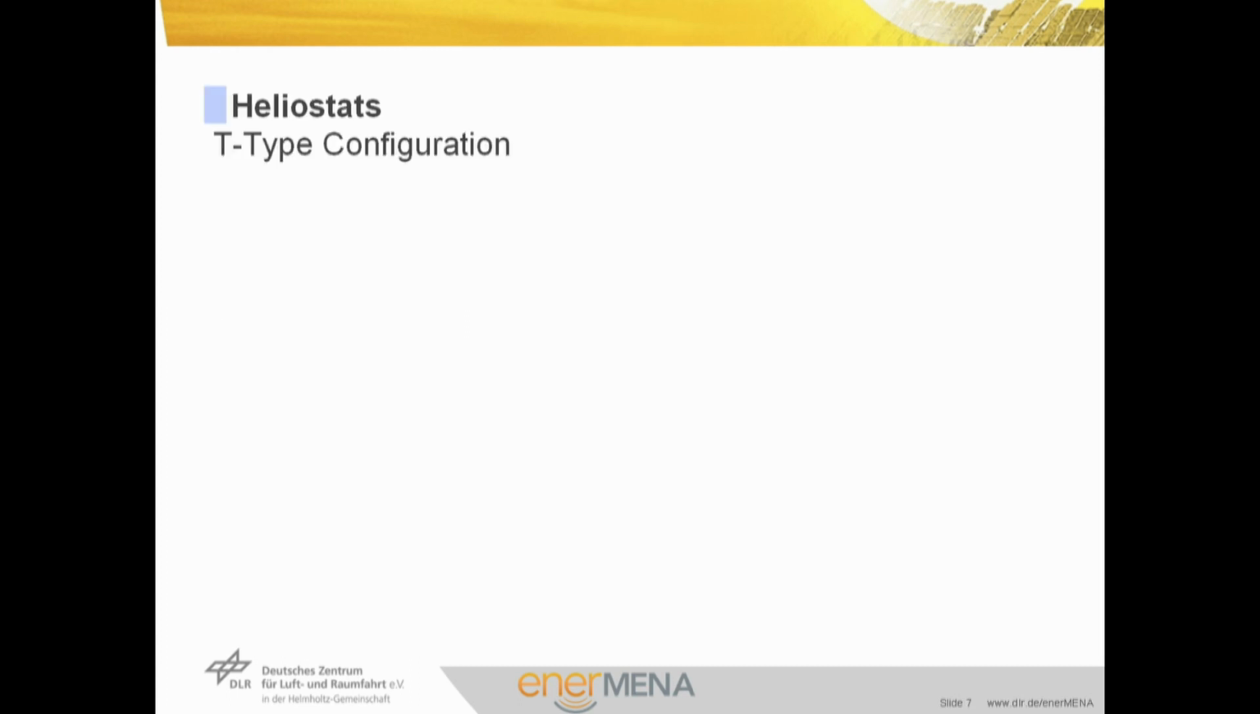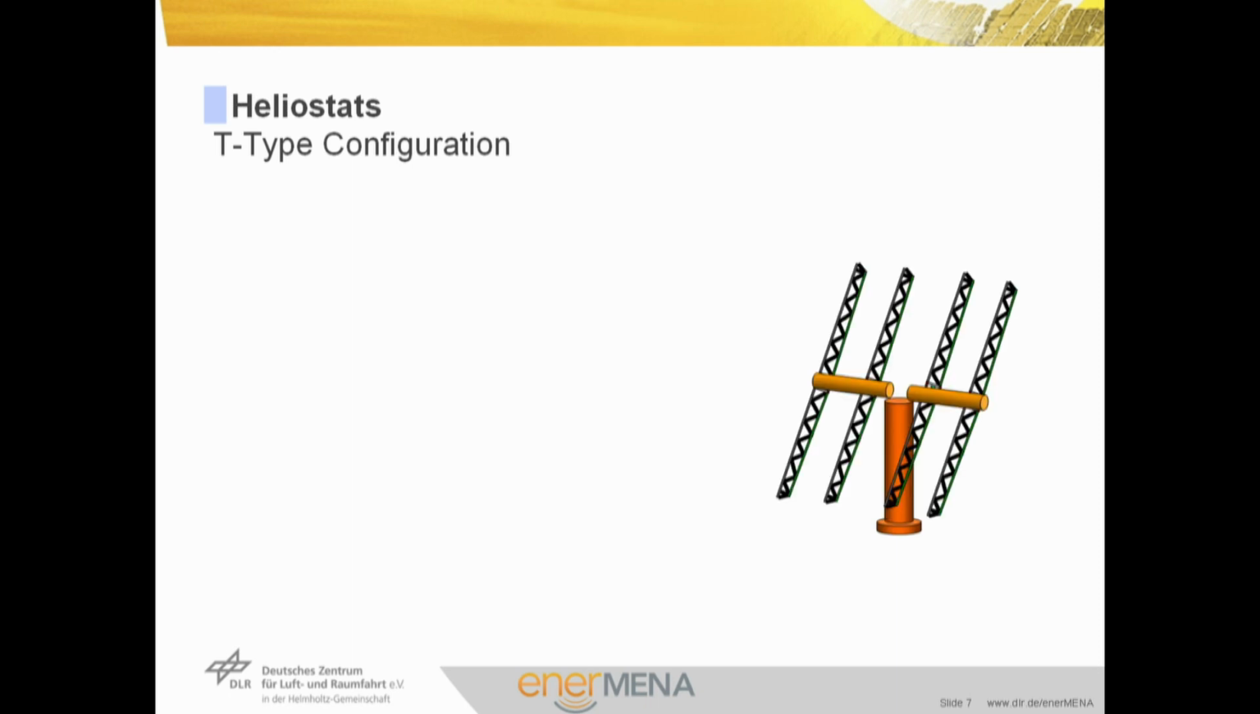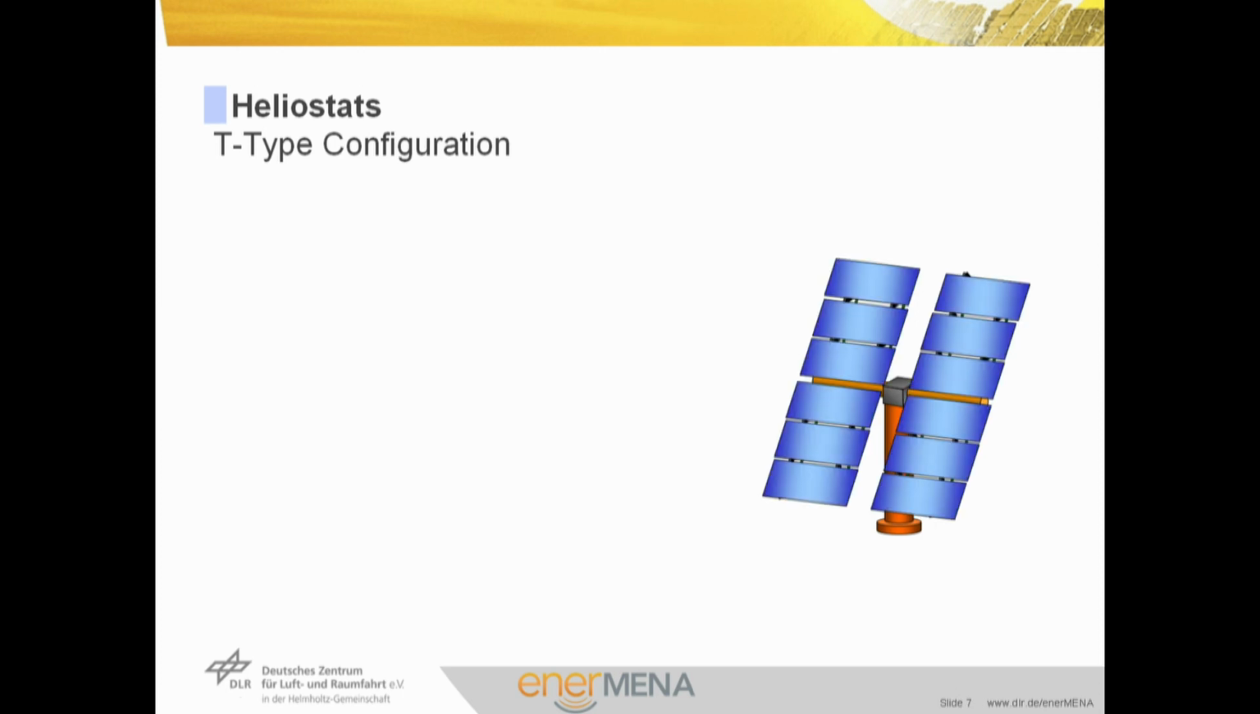Let's start with the individual heliostat. Here as an example, a T-type configuration. This heliostat normally has got a foundation. It has got a structure consisting of a pedestal and an elevation axis, which is perpendicular to the pedestal, and the back structure. Then we have got a gearbox and the facets which are mounted on the back structure.